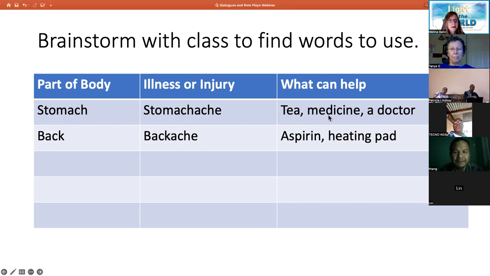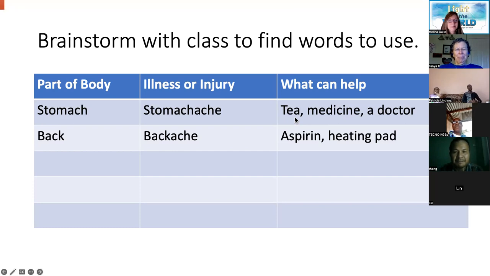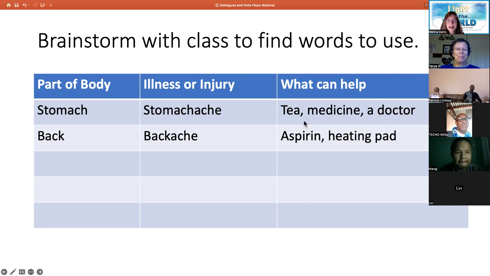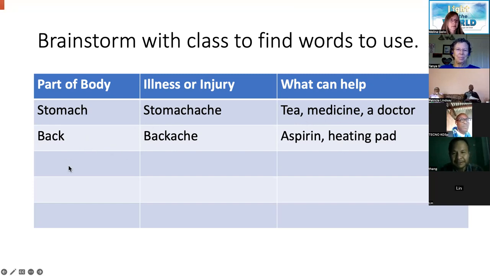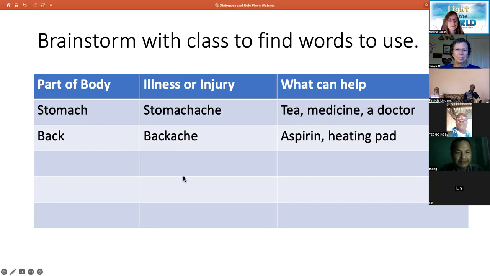And then we can talk about what can help. And this is always fun because people have different remedies in different countries. So it might be aspirin, it might be tea, you might go to the doctor. And so then we'll have other things, backache, what can help? We can put in other parts of the body and other problems. And these are great also for having cultural conversations.